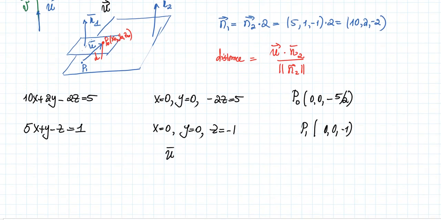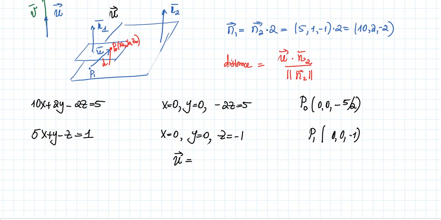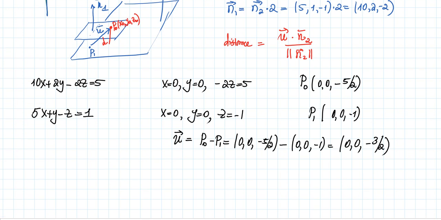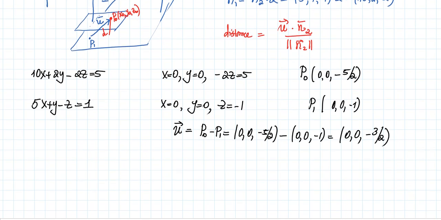So the u vector is when I subtract the starting point from the ending point, right? P0 minus P1. This is going to be 0, 0, minus 5 over 2, minus 0, 0, minus 1. Do you understand this? Okay, this is going to be 0, 0, and minus 3 over 2. This is going to be our vector u. Now we just need to put everything into the formula and calculate this.